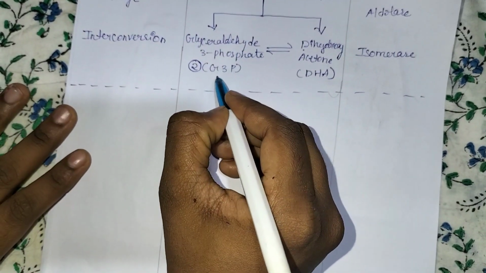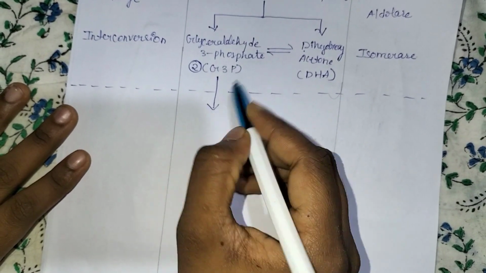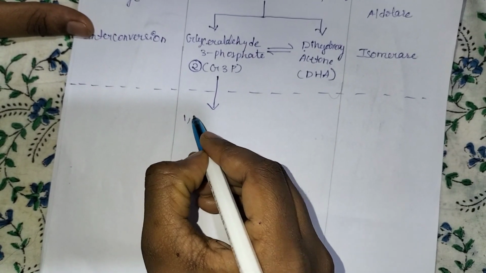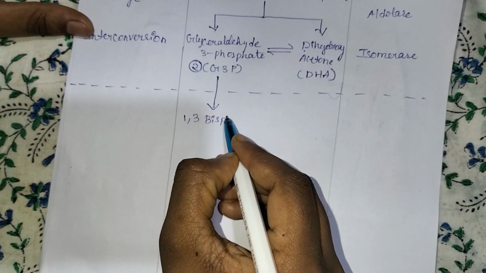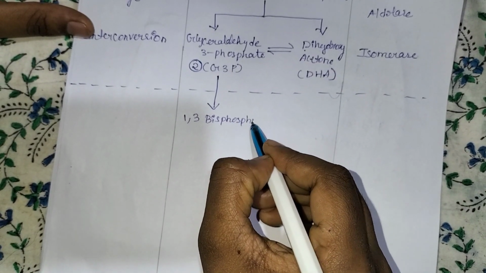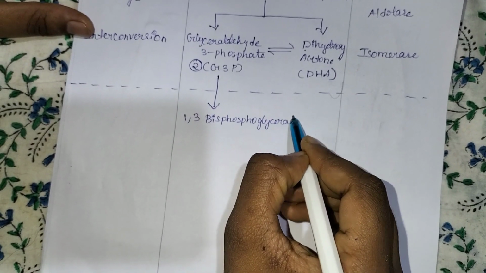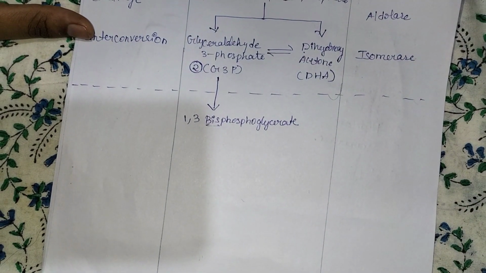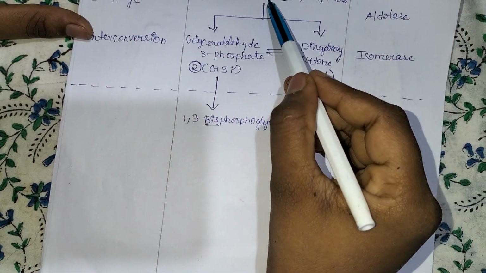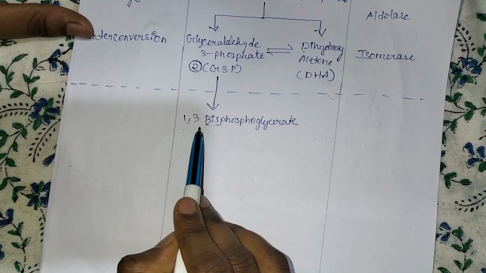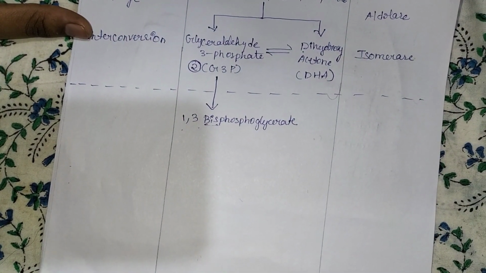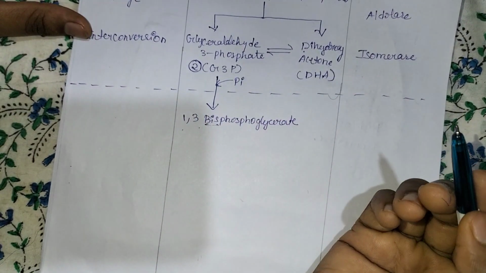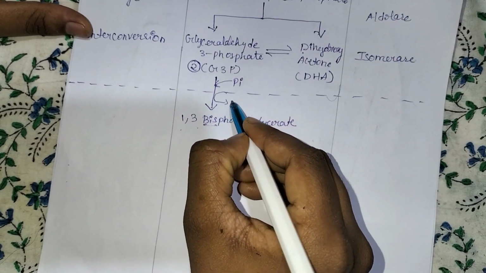Next we are going to the 6th step. In the 6th step, the glyceraldehyde 3-phosphate that is formed is converted into 1,3-bisphosphoglycerate. Remember, wherever you find bis, it means there are two phosphates, because here at the third position a phosphate is present, so we have to add one more phosphate here.